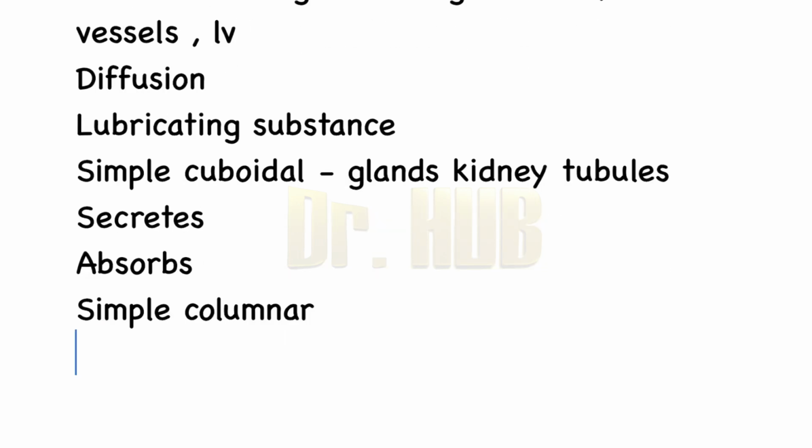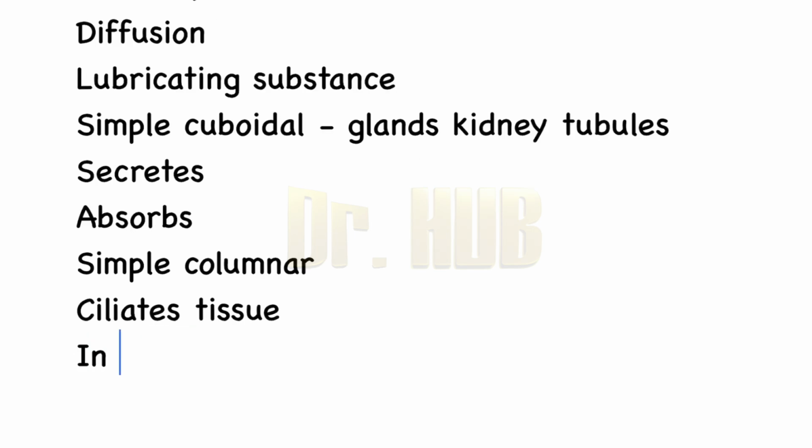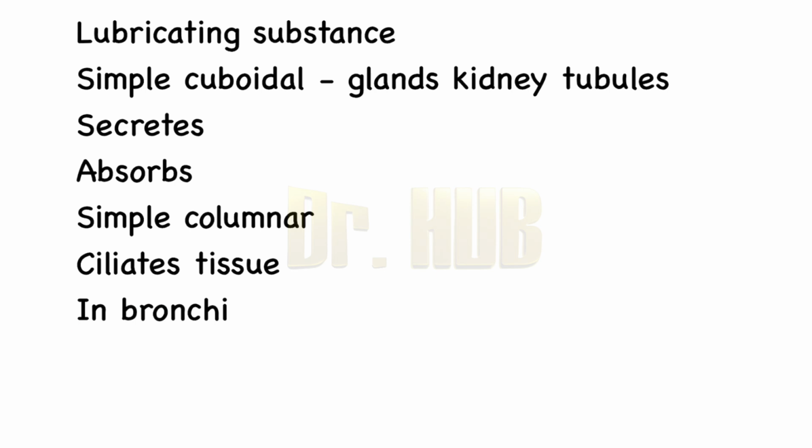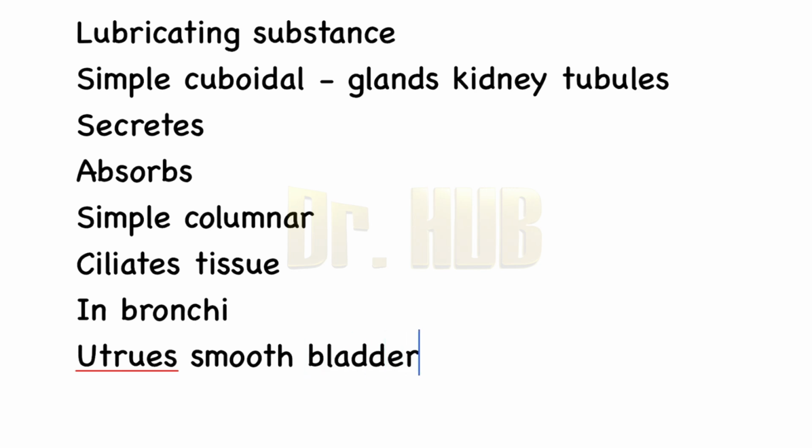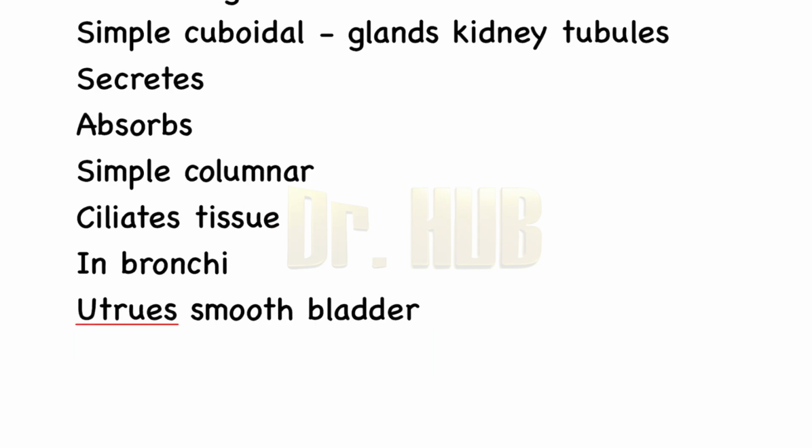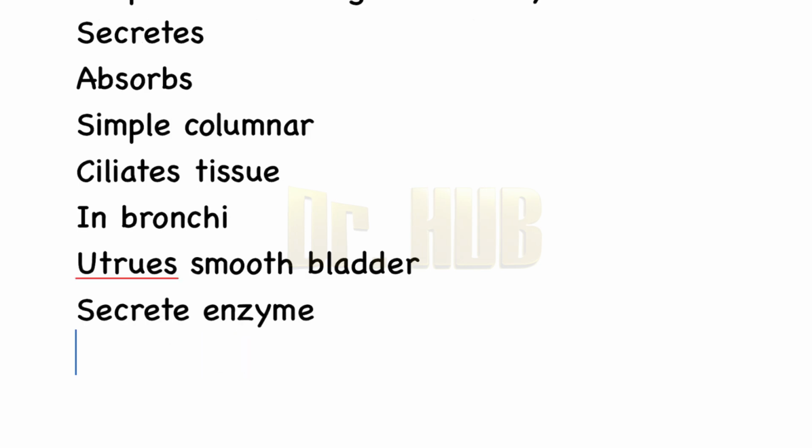Simple columnar is a ciliated tissue and it is present in the bronchi, uterine tubules, and uterus, as well as smooth, that is non-ciliated, tissues seen in the digestive tract and the bladder. The function is that it absorbs and also secretes enzymes. So it is able to absorb and secrete enzymes. This happens in the simple columnar.